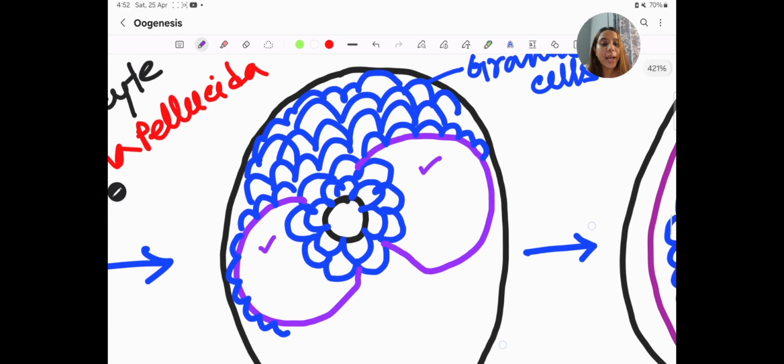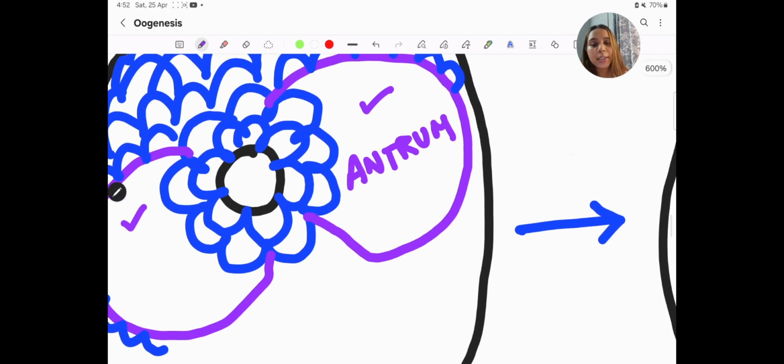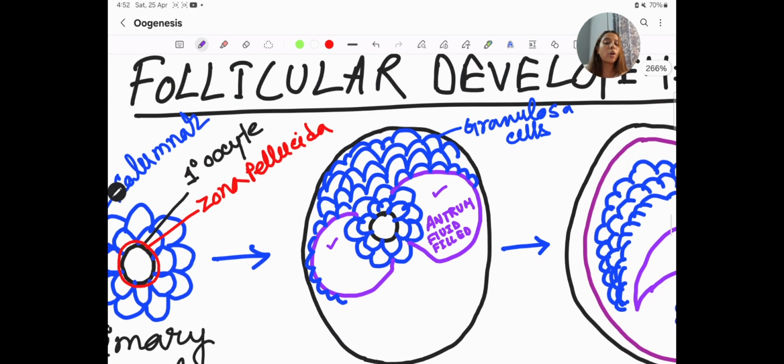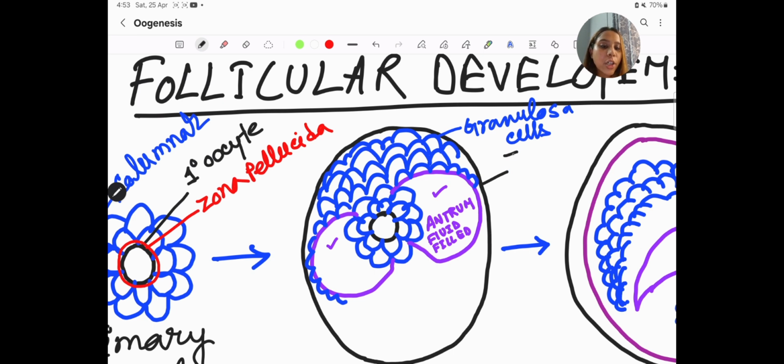Next you can see two large violet color cavities, this one and this one. These are called antrum. These antrum are fluid filled cavities. What more? This is a layer of cells known as theca. Theca cells appear.